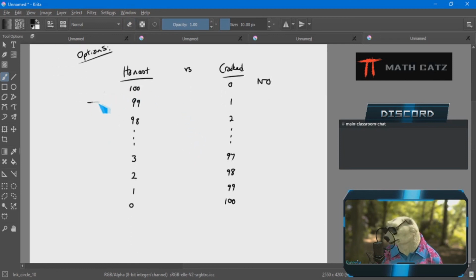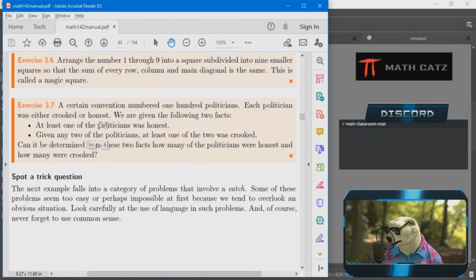So I move on. Can it be 99 and 1? Well, I definitely have an honest 1, which the first fact says I need. I need 1 honest politician or more. But the second one is, if I take any two politicians, among those two must be one or more crooked.